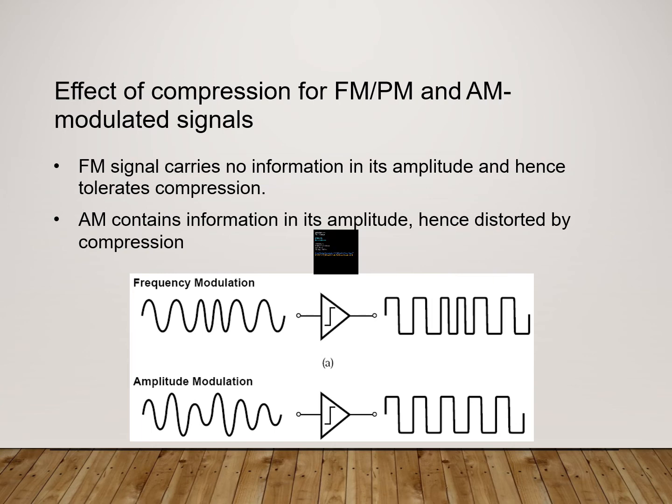Now, effective compression for FM, phase modulation, and AM modulated signals. FM and phase modulation behave the same, and they tolerate compression very well because they don't have any information carried in the amplitude. But AM contains information in its amplitude, hence it is distorted by compression.